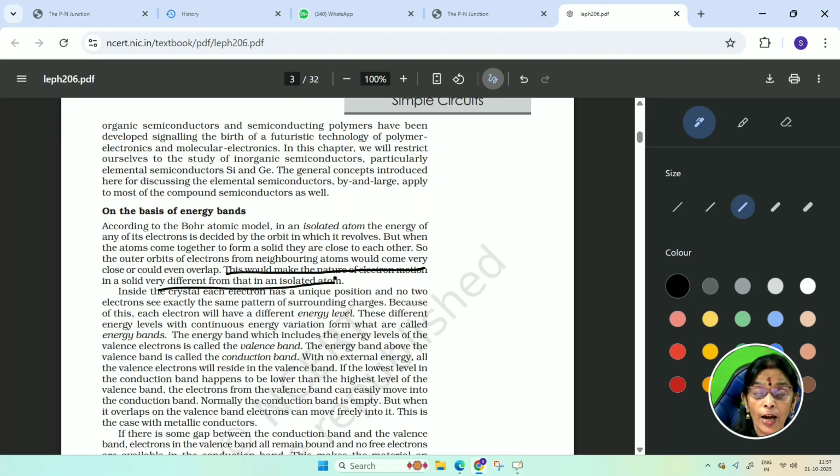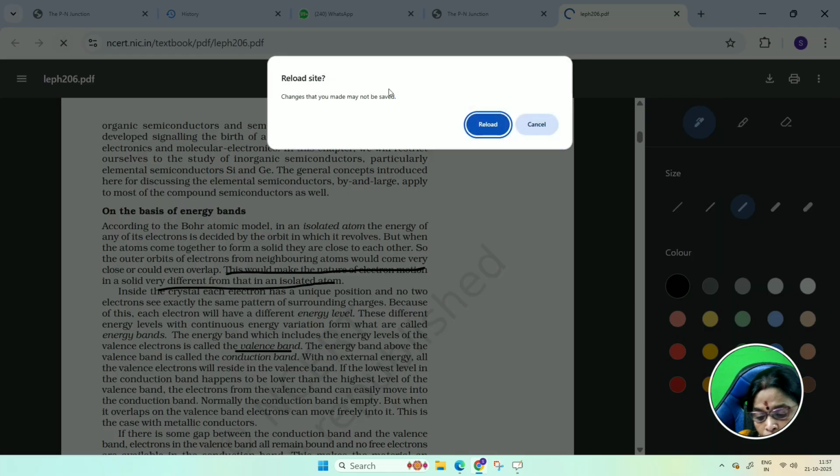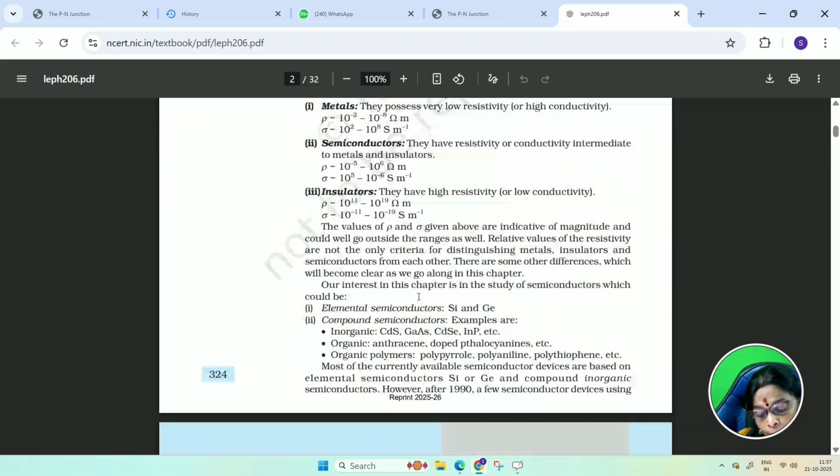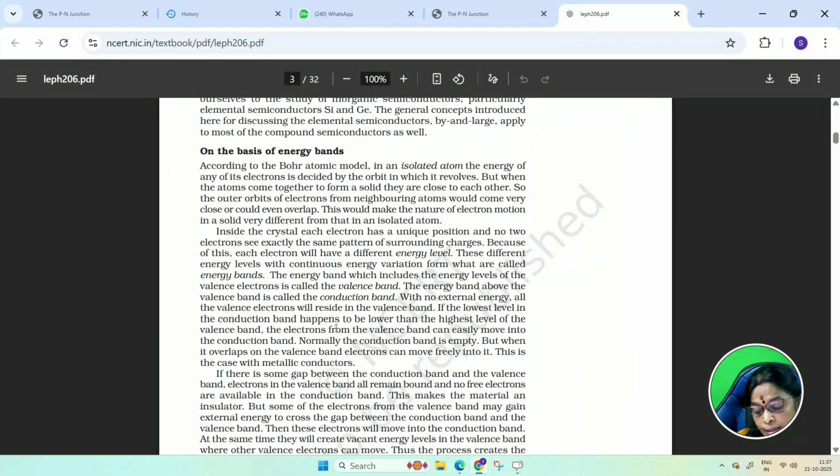So, that is why I have specified that when it is overlapping, it may carry different energy levels. Therefore, you can say the energy band which includes the energy levels of the valence electron is called the valence band. Whereas the energy band just above the valence band is called the conduction band.